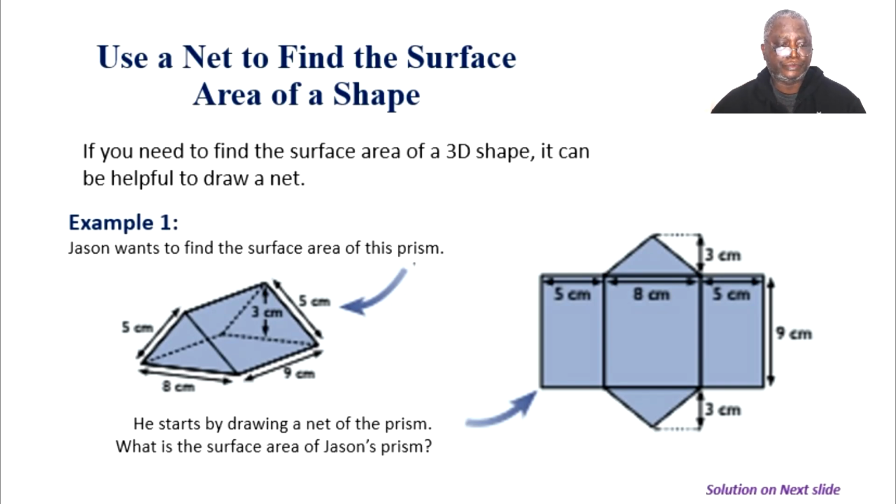We now look at the use of the net to find the surface area of a shape. If you need to find the surface area of a 3D shape, it can be helpful to draw a net. Drawing diagrams is important. Jason wants to find the surface area of this prism. He starts by drawing a net of the prism. What is the surface area of Jason's prism? And there is your drawing. What do we do?